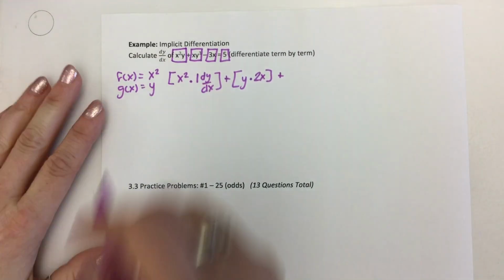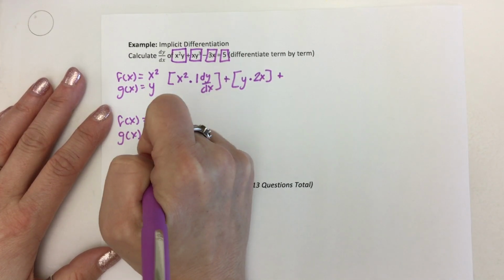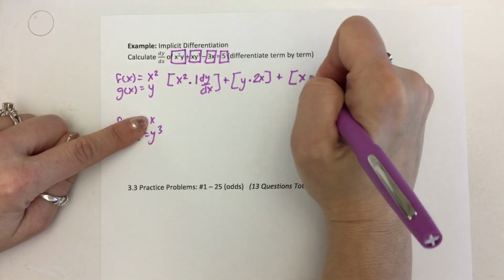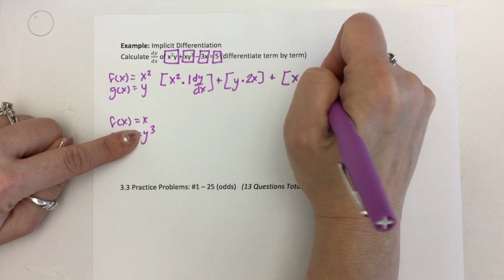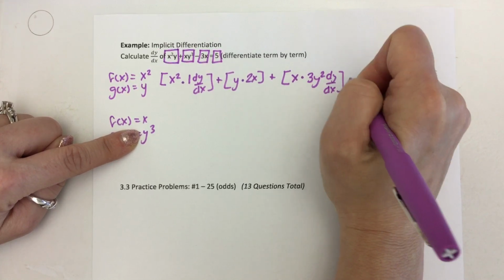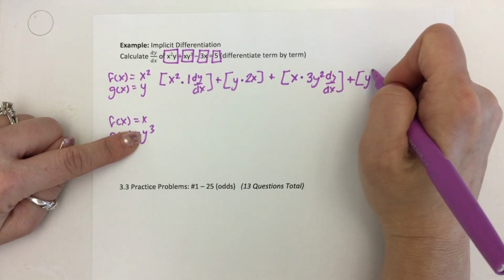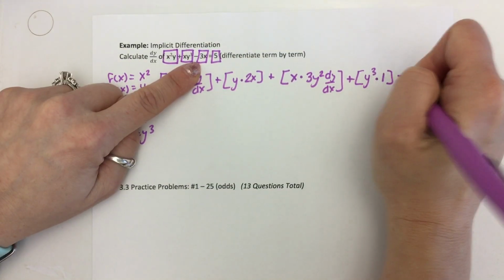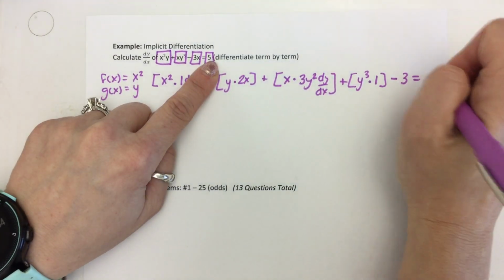Plus, now I'm doing the product rule again. f of x is x, g of x is y cubed. So when I'm doing the product rule, f of x stays the same, so it's x, times the derivative of g of x. This is 3y squared. Oh, I took the derivative of a y, so it's connected to dy over dx. Plus, the second chunk for this product rule, keep g of x the same, times the derivative of f of x, which is just a 1, minus the derivative of 3x is 3, equals the derivative of 5 is 0.